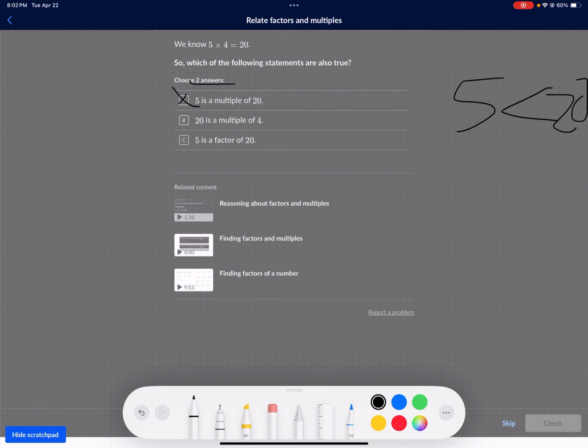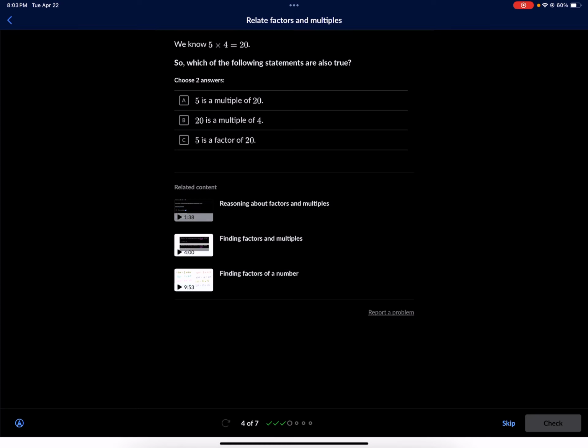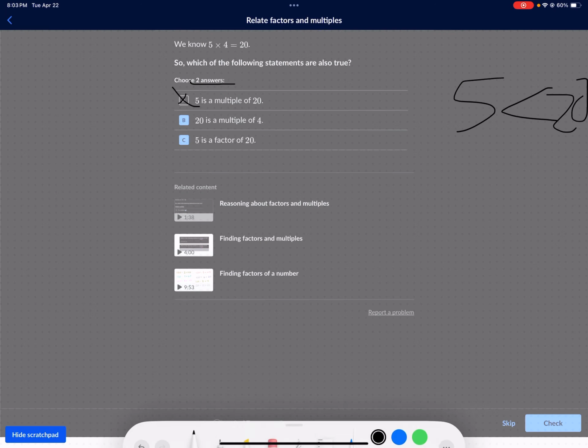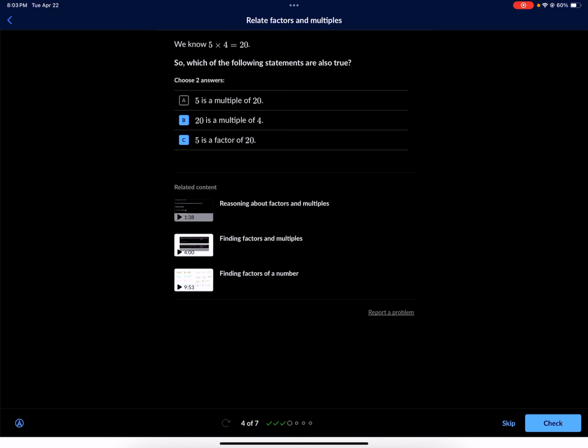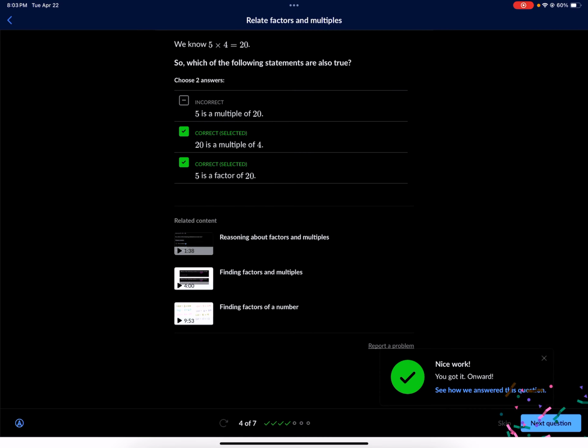So if they say it's a multiple, then it's just instantly wrong, even if it could be, because 5 is less than 20, so that's immediately wrong. B and C are correct. If we wanted to, we can check. 20 is a multiple of 4, that's correct, because 4 goes into 20. A multiple is the opposite of a factor. And 5 is a factor of 20, this is a correction of A, so these are correct.